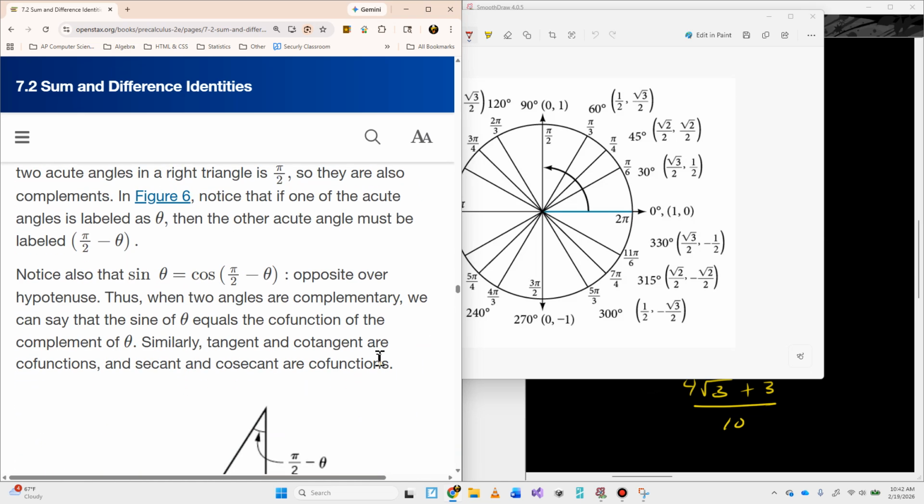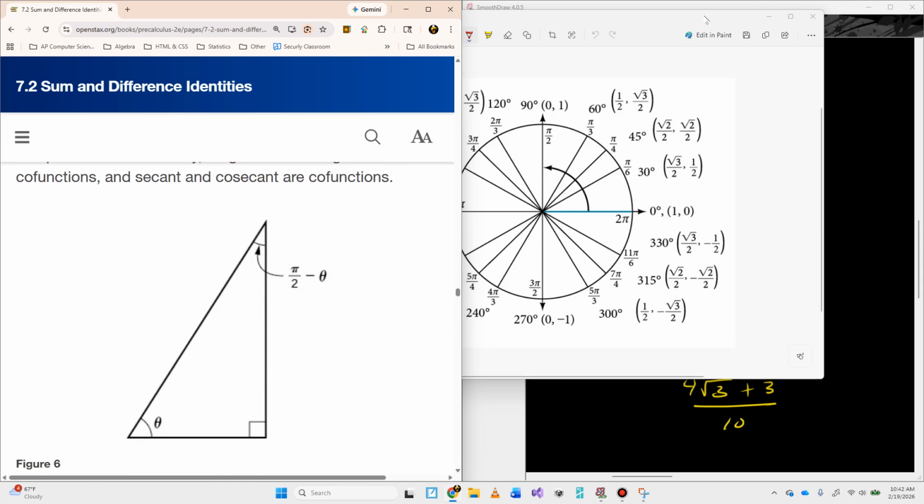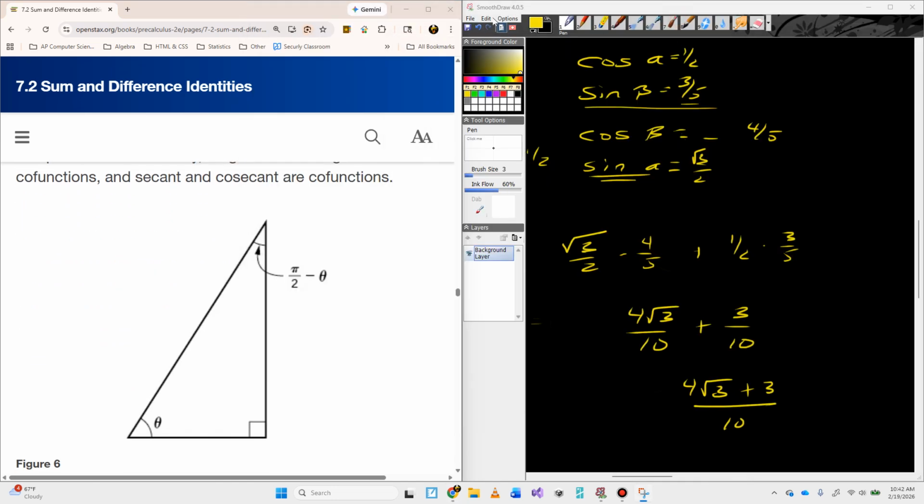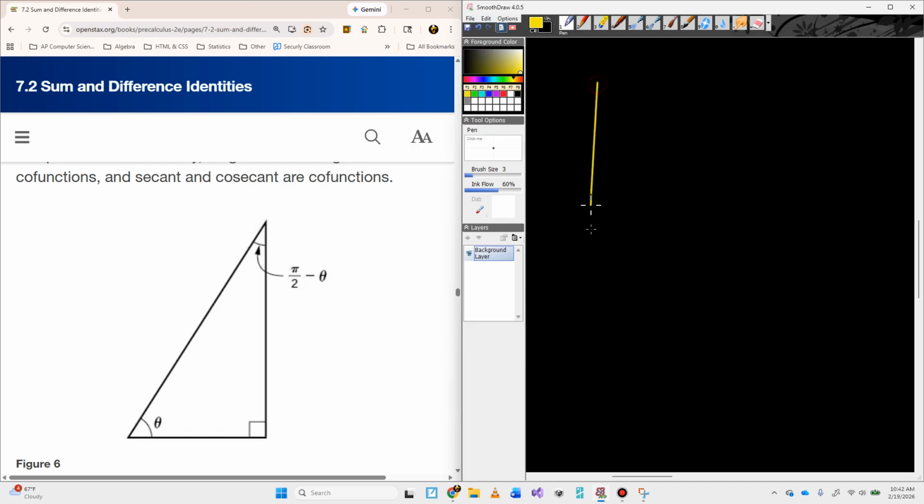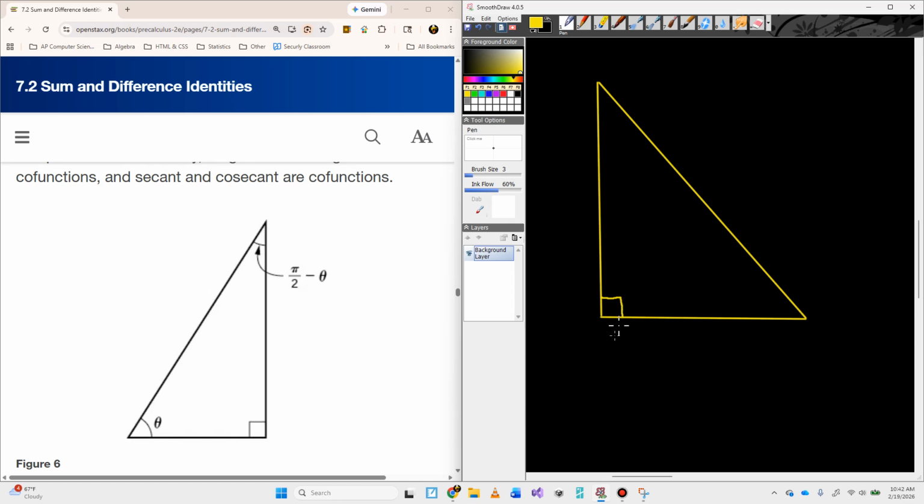Okay, cofunctions. These are actually pretty simple to explain. Let me clear this up. Imagine a right triangle, and this here is my right angle, and this here is my angle alpha. Well, what is this angle? Well, what's one property of a triangle?